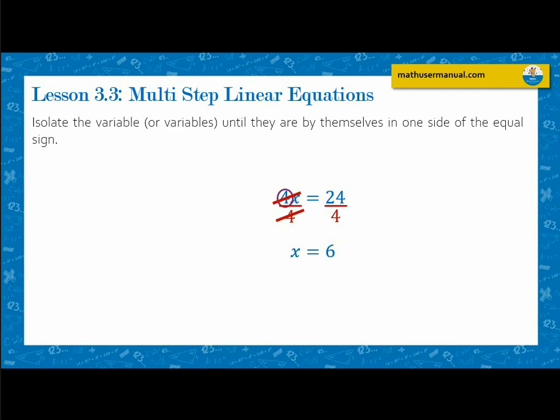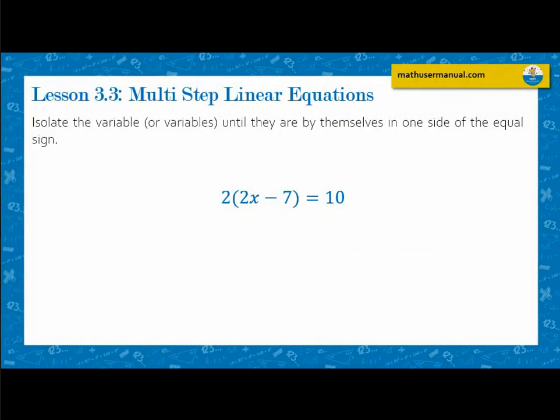Our x is finally fully isolated. There are no other numbers next to the x. So x equals 6. The x is fully isolated. That's our final answer. That's how we know when we stop, when the x is fully isolated. X equals 6 in this problem.